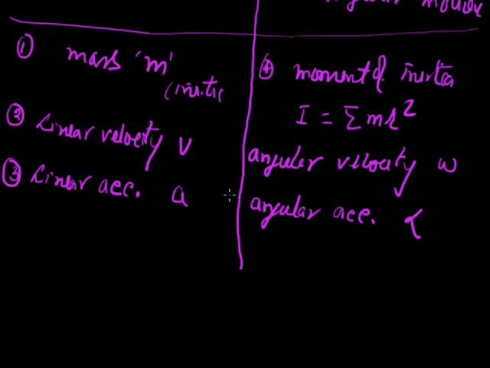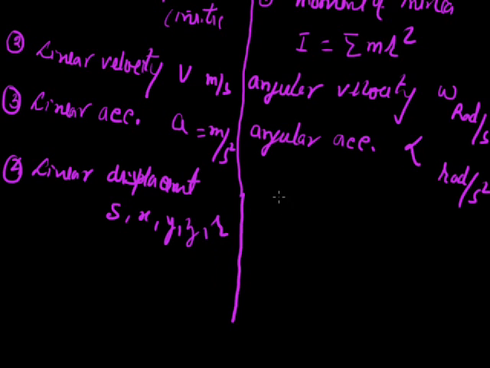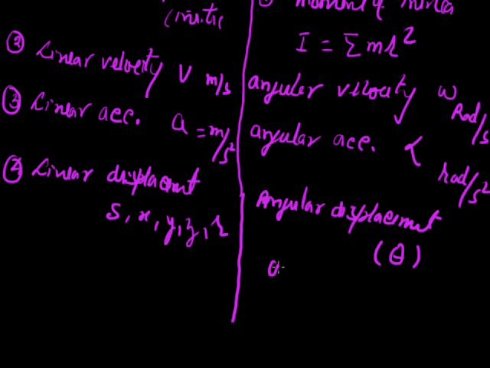Its unit is meter per second. It is radian per second. It is meter per second square. It is radian per second square. Linear displacement is s or x, y, z or r. Angular displacement is denoted by theta. Unit is radian.